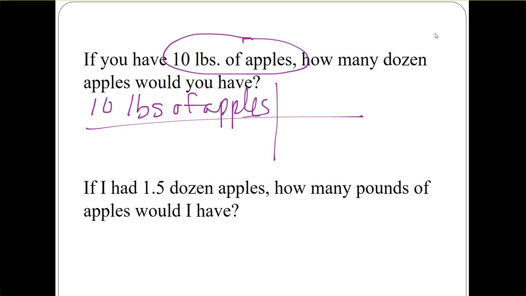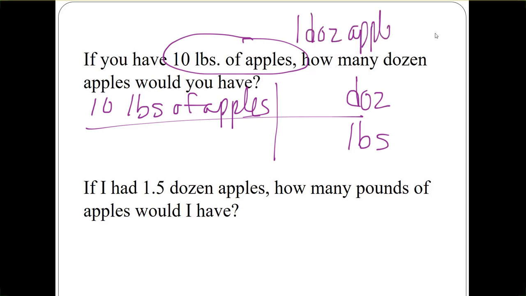Okay, and I'm going to cancel out pounds. So I want pounds to be in the denominator, or diagonal from the thing that I am canceling the units for. And what am I changing pounds into? I'm changing them into dozens. Well, from that previous slide, we know that for apples, 1 dozen apples equals 5 pounds is what we determined, okay? So we're going to include those numbers there.